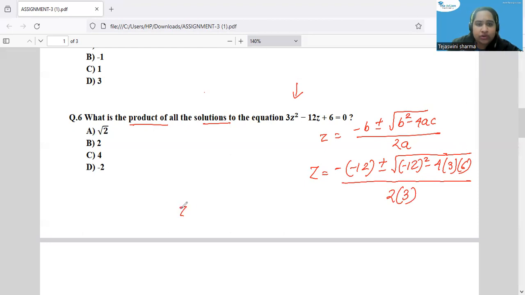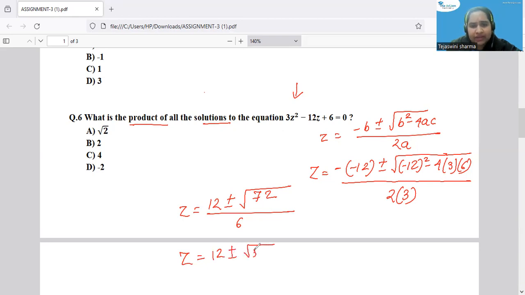Now again, when I solve it, I get positive 12 plus or minus the square root of, 12 to the power 2 gives you 144. 4 times 3 is 12, 12 times 6 is 72. When you subtract 72 from 144, you get 72, and here it is 6. Now further, you will have 12 plus or minus, and root 36 multiplied by 2, divided by 6.